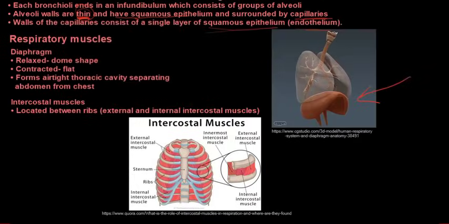Now we're going to look at the respiratory muscles. You've got the diaphragm, which we looked at on the right hand side here, and when it is relaxed, it's this dome shape, and when it's contracted, it will be flat. And then it forms an airtight thoracic cavity separating the chest from the abdomen below. And then you've got the intercostal muscles, which are the muscles that sit in between the ribs, and you get external and internal intercostal muscles. And if you enjoy eating ribs, you're actually eating the intercostal muscles of the pig or the cow.